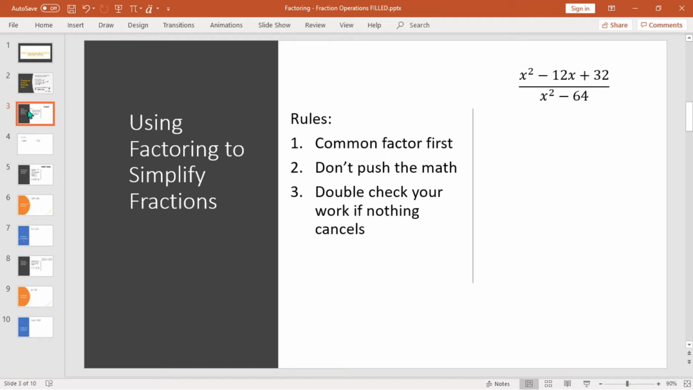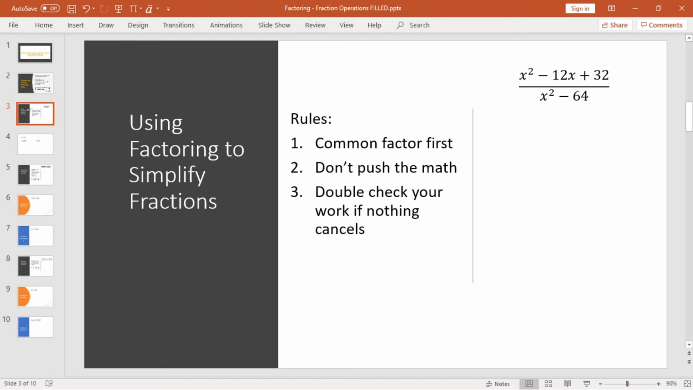And when I say don't push the math, I mean don't try and make things equal to each other that are not equal to each other. On the other side, if you go through and you have nothing canceling, you've just factored and nothing changed, double check your math. All right, so let's look at this example here.